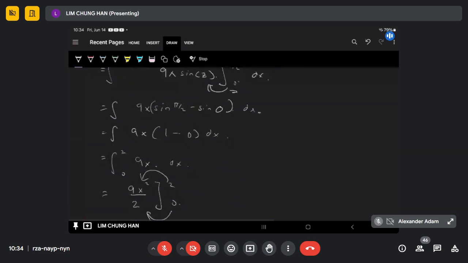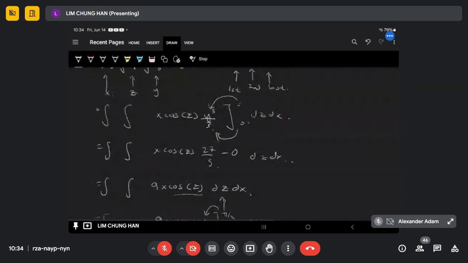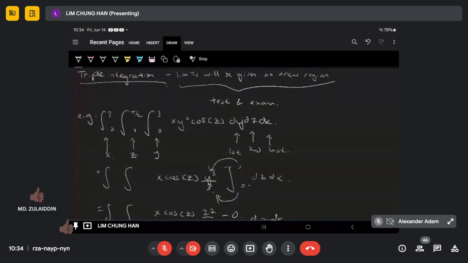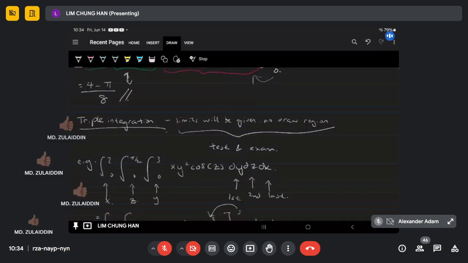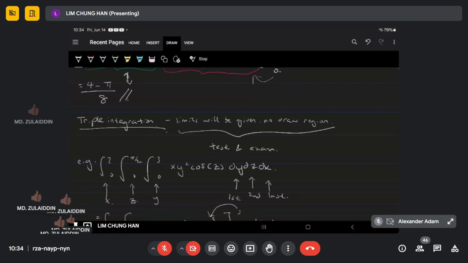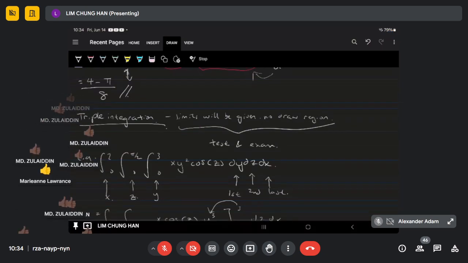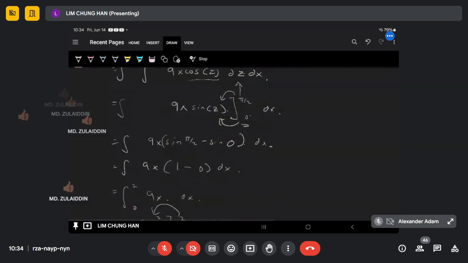Everyone happy with triple integration? Yes. What about the rest? How come I only hear one person's voice? Yes. Yes.